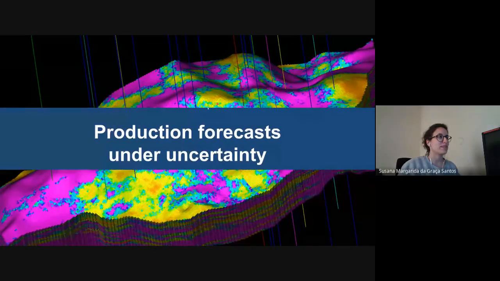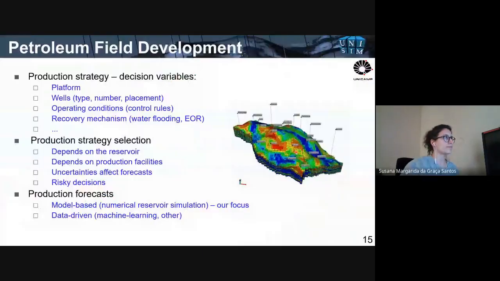Okay, so basically we saw where uncertainties come from and what type of uncertainties we have. Now we're going to talk about the production forecast under uncertainty. We have come from the production strategy class, where we have a production strategy that we need to choose. This is our challenge in the reservoir engineering team.